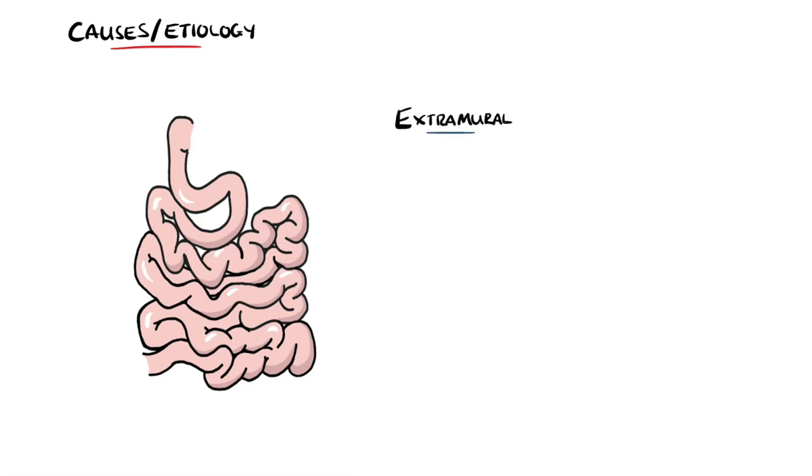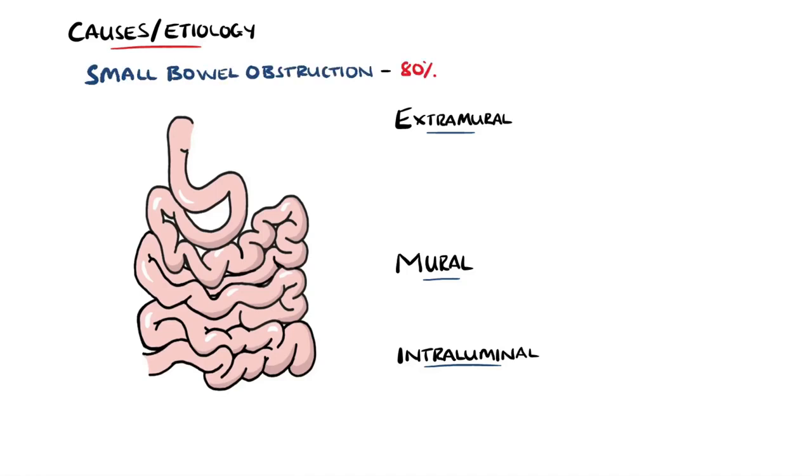are mostly divided into extramural, meaning outside the wall of the bowel, mural, meaning within the wall of the bowel, and intraluminal, meaning inside the bowel lumen. Small bowel obstruction is more common than large bowel obstruction, with around 80% being small bowel. The most common cause for small bowel obstruction is post-surgical adhesions.